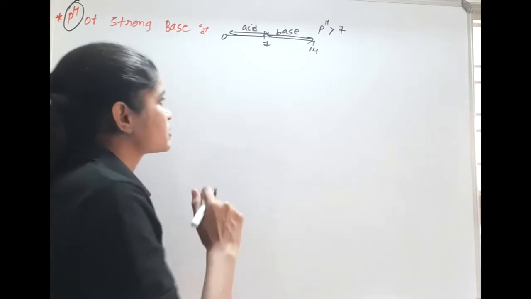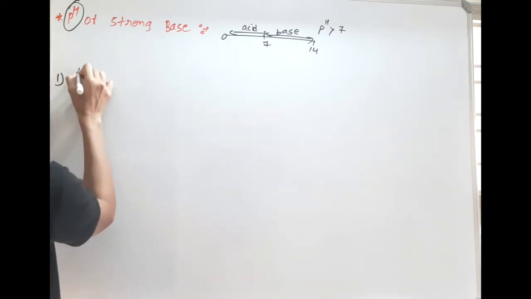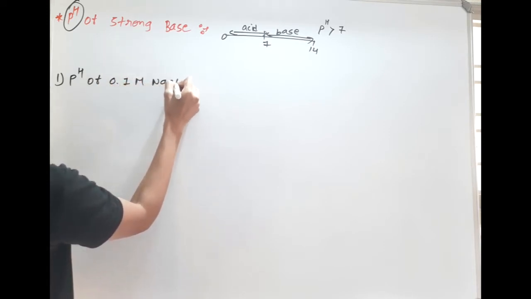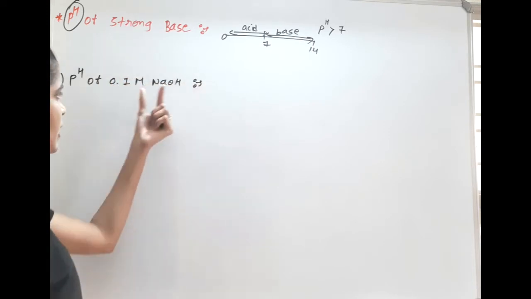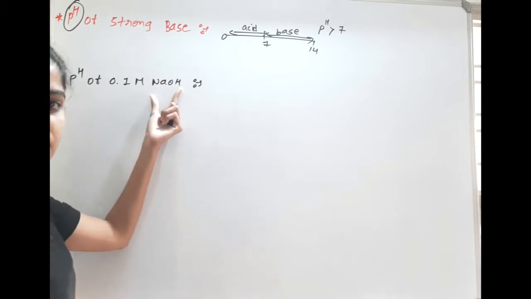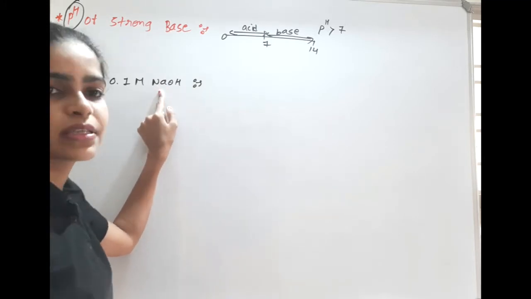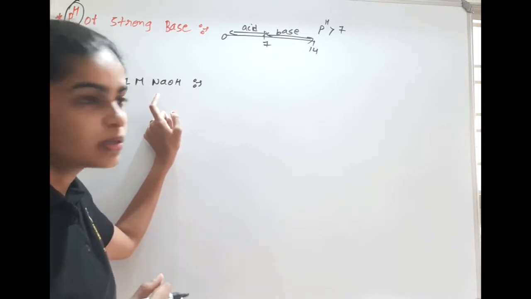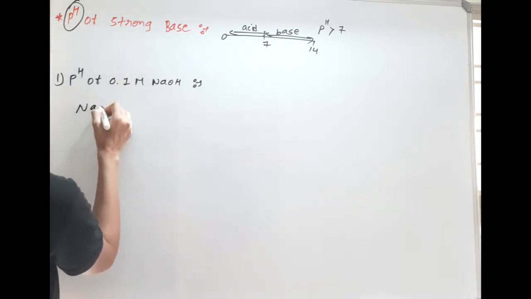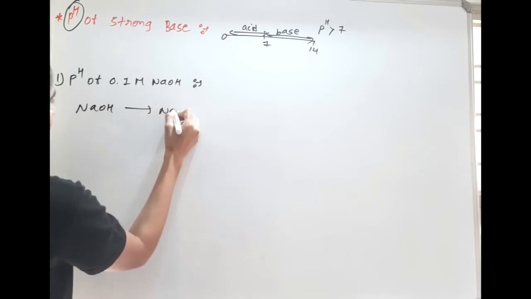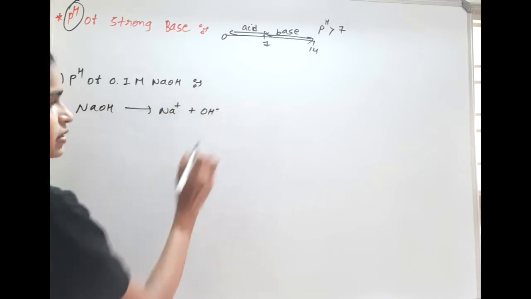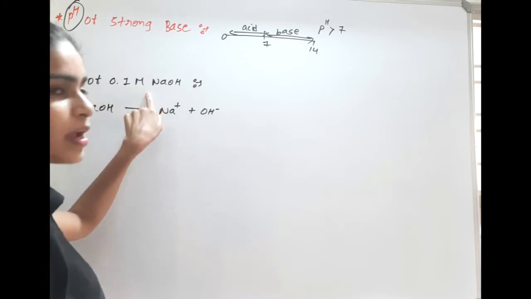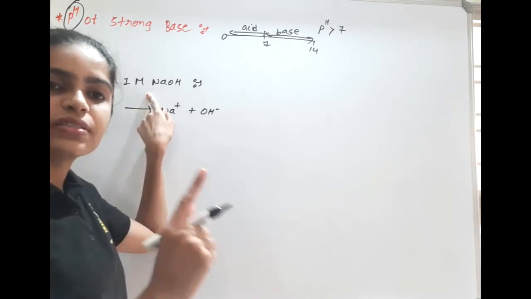The first example is to find the pH of 0.1 molar NaOH. This NaOH is a strong base because Na is an alkali metal, and alkali metal hydroxides are always strong bases. First, NaOH dissociates into Na plus and OH minus. Its concentration is given as 0.1 molar.